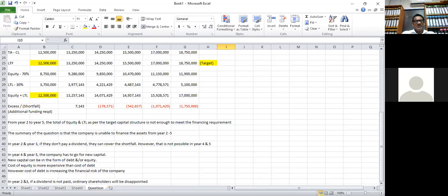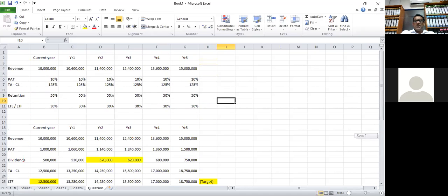Okay, in years 2 and 3, we can say don't pay a dividend. Don't pay a dividend, save that money. And then, of course, you can cover that shortfall, but you will disappoint the ordinary shareholders. And if they are disappointed, what will happen? They will sell the shares. The market price of the company will come down. It will crash. You can go for new equity. You can go for new debt. If you go for new debt, it will be cheaper, but it will increase the financial risk. If you go for new equity, it will be more expensive. So all those things you need to consider. Are we clear?